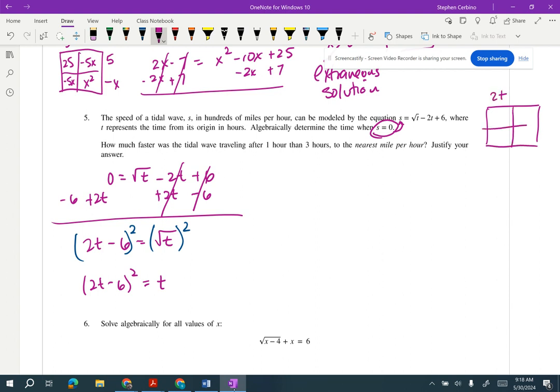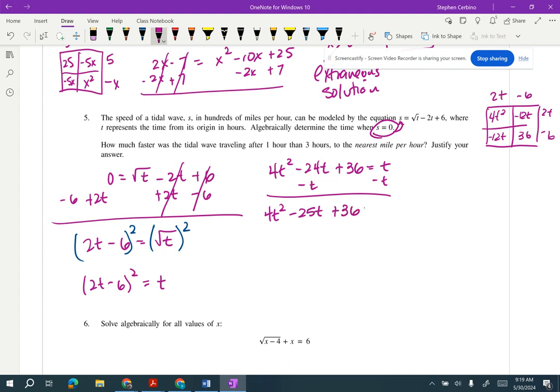So we have 2t minus 6 and 2t minus 6. So we have 4t squared, we have minus 12t, we have minus 12t, and we have positive 36. So this is all going to come out to be 4t squared minus 24t, right? Negative 12t and negative 12t makes negative 24, plus 36 equals positive t. And again, I see something quadratic, so I have to make this equal to 0. So I'll move the t to the other side. So we have 4t squared minus 25t plus 36 equals 0.